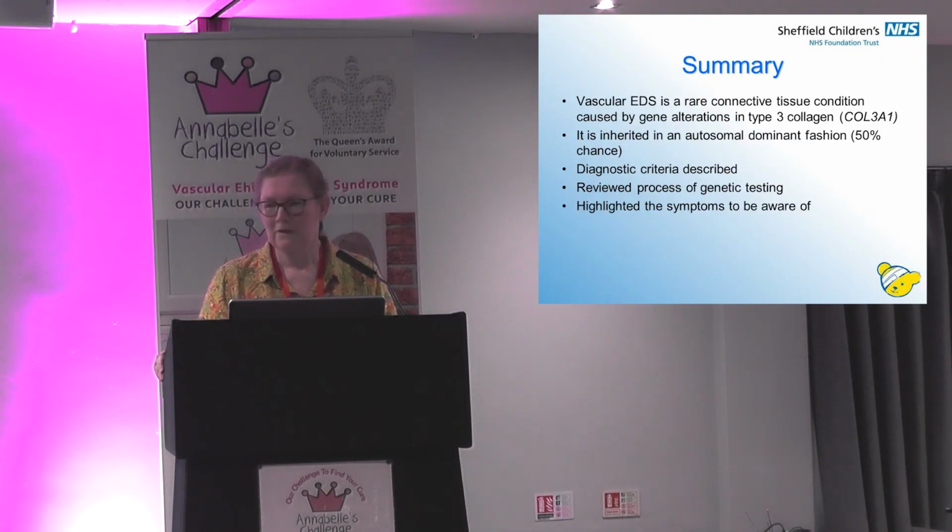So, in summary, vascular EDS is a rare connective tissue condition caused by alterations in COL3A1. It's inherited in an autosomal dominant manner. I've described the diagnostic criteria, reviewed the process of genetic testing, and highlighted some of the symptoms I think you need to be aware of.